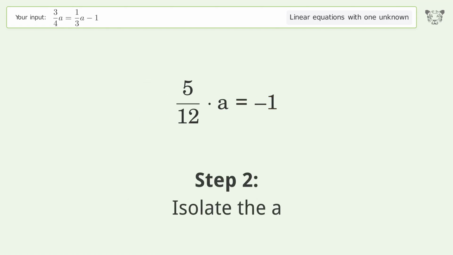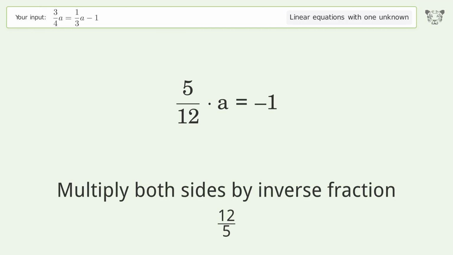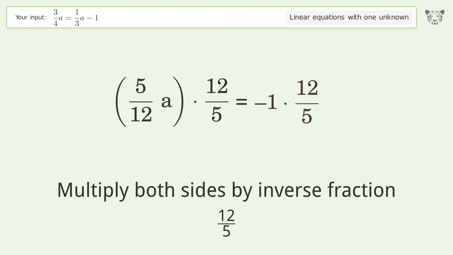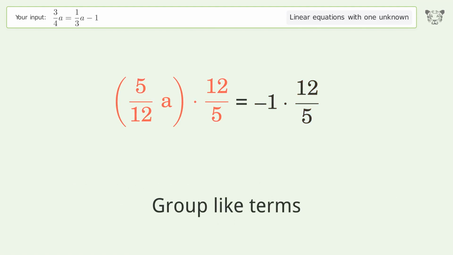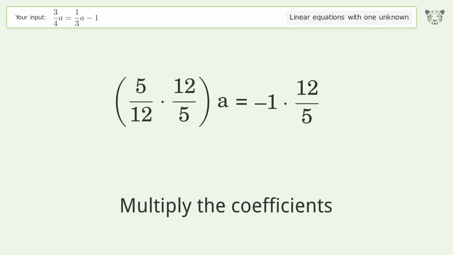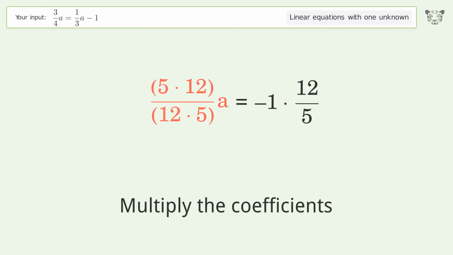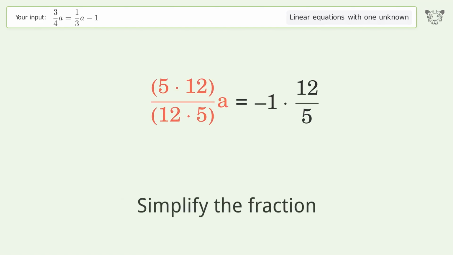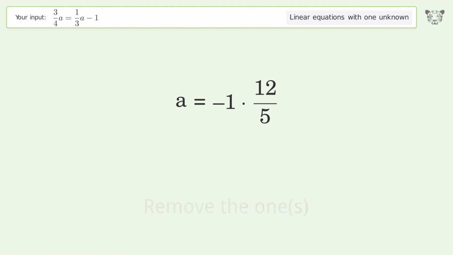Isolate the a. Multiply both sides by inverse fraction 12/5. Group like terms. Multiply the coefficients. Simplify the fraction. Remove the ones.